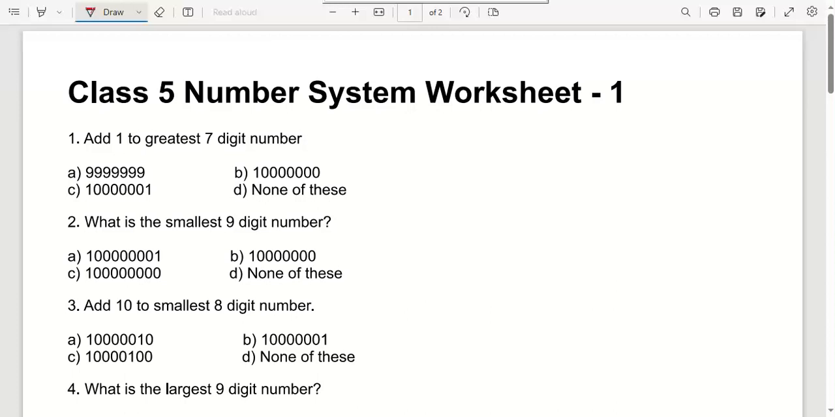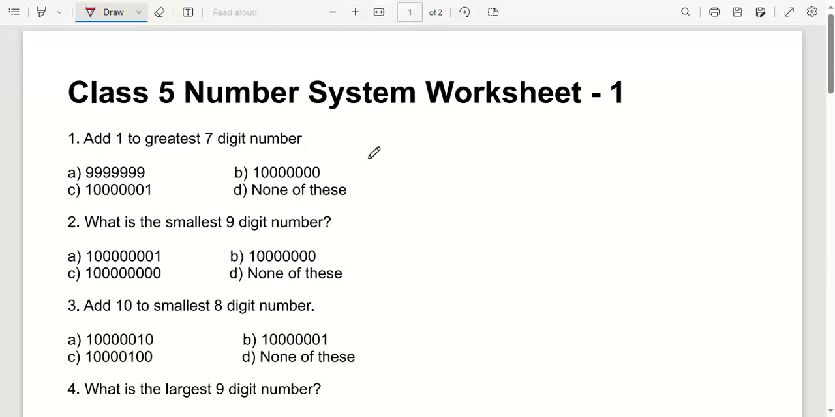Today we will discuss some questions from class 5 chapter 1, that is number system. First of all, pause the video, try the questions yourself, then check the answer. Understand? Then go to the first question, that is add 1 to the greatest 7 digit number.